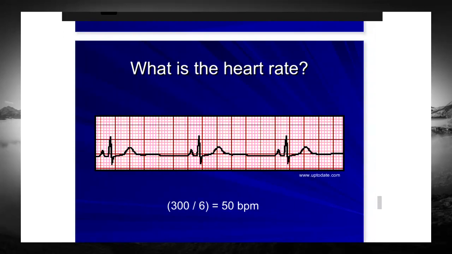So here you see the very tiny boxes. They're 5 across, 5 down. That becomes a big box. So for this rate, you will count in between these, right? So here's 1, 2, 3, 4, 5, 6. 300 divided by 6, 50 beats per minute. And you can see, obviously, if this one had the QRS over here, you're not going to really be able to do that because it's changing the space and distance between the R waves.